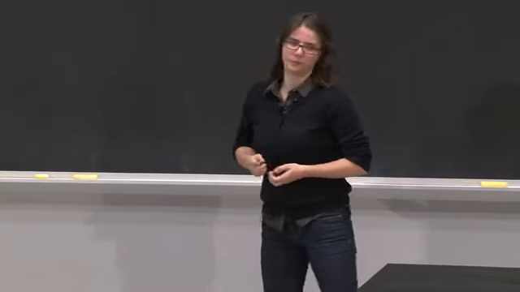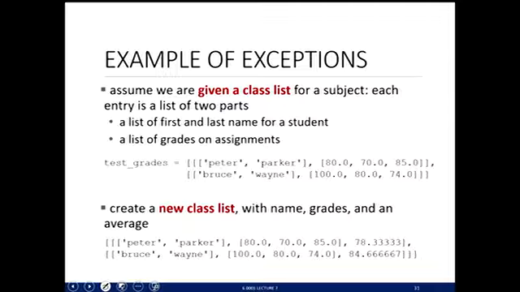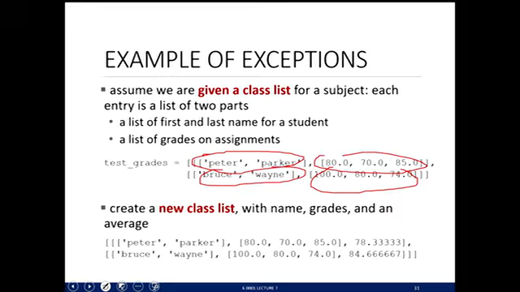Here's another example of exceptions. So let's say we're given a class list. We have a list of lists where we have the name of a student, first name and last name, and their grades in the class. So we currently have 2 students. And what I want to do is create a new list, which is the same things, the same inputs here, but I'm appending an extra value at the end of the list for each student, which is the average of all of their grades.